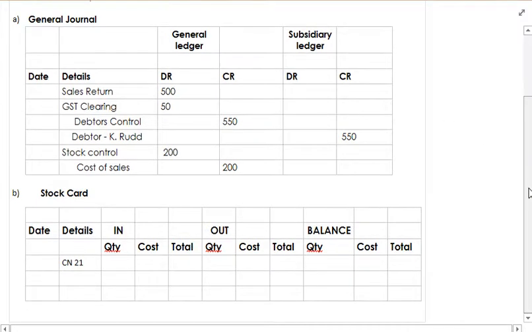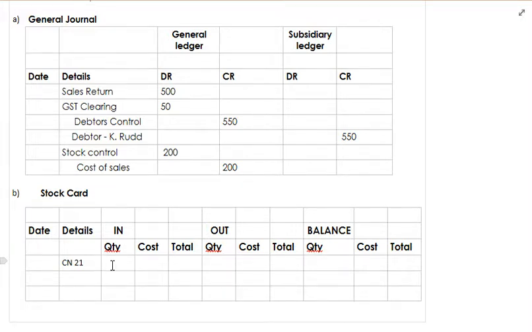So now we've taken care of the selling price and the cost price. The stock card is where it can get a bit tricky. So our details are going to be the credit note. In this case, our business issues the credit note. We're going to be working in the in column because the stock's come back in. Now, from our journal, we know that the cost price was $200. However, the credit note in this case is going to say $550 because we don't want our debtors to know what we paid for the stock. We only want them to know what they paid for the stock. So this is where we need to use our FIFO rules.